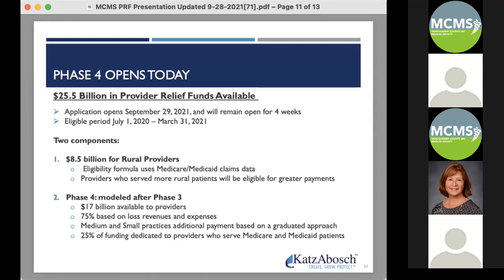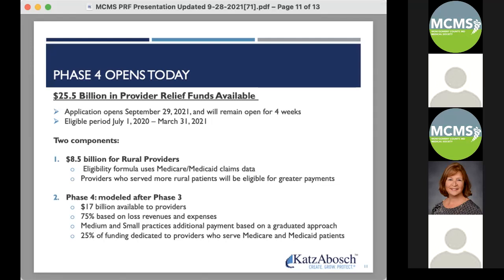So there's $8.5 billion of this for rural providers. The eligibility formula is going to use Medicare and Medicaid claims data. So when you apply for this, they're going to look at your claims data, and they're going to look at your patient population and where they live, and how far they live from healthcare services. They're going to use that data to get that money directly to the providers in those areas.